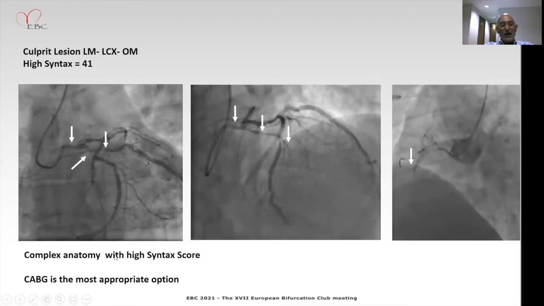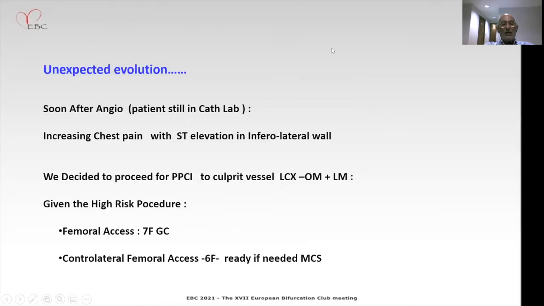Then, complex anatomy with high SYNTAX score, and the first option in this patient should be surgery. But we had an unexpected clinical evolution, since soon after angio, with the patient still in the cath lab, chest pain was increasing with ST elevation now in inferolateral wall.